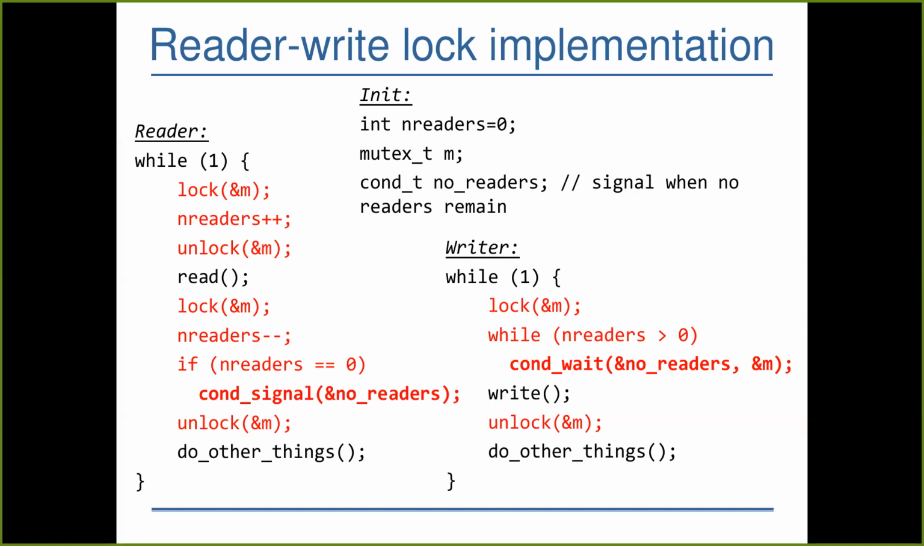What is your question? If you have a writer in the while loop, it doesn't have the mutex locked while it's in the while loop, because the moment it calls cond wait, it releases the mutex, then sleeps, and then grabs the mutex again. So it's three operations inside this one operation. Logically, just view it as unlock, sleeping, and lock.